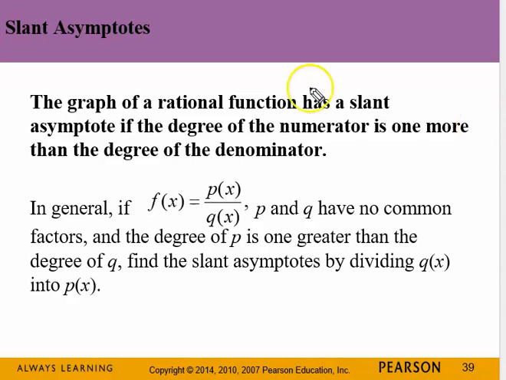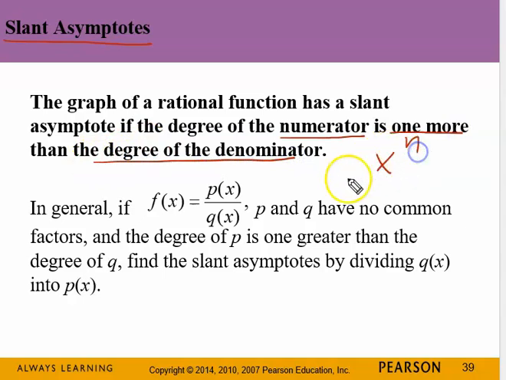All right, in this case, we're looking for a slant asymptote. So instead of being vertical or horizontal, it'll be on some angle. The graph of a rational function has a slant asymptote if the degree of the numerator is 1 more than the degree of the denominator. So here we had x to the n, x to the m, if this is just 1 degree more than this, you end up with a slant asymptote. And let's look at an example here as we go to our next slide.